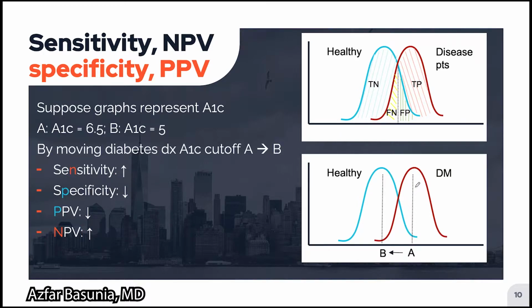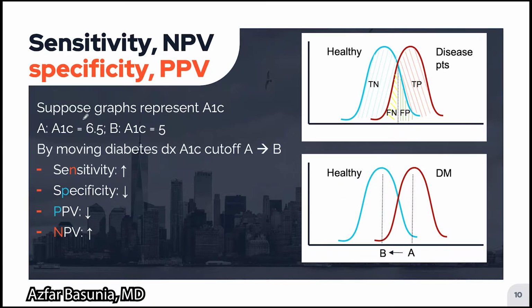Similarly, whereas previously when the cut point was at A, all of this area under the blue curve was correctly identified as not having the disease, now at B, only this much area under the blue curve will be correctly identified as not having the disease. And this area under the blue curve will be incorrectly identified as having the disease. Thus, the true negative rate is going down. And remember that the true negative rate is equal to the specificity, thus the specificity is going down. And since the P's move together, the positive predictive value will also go down.